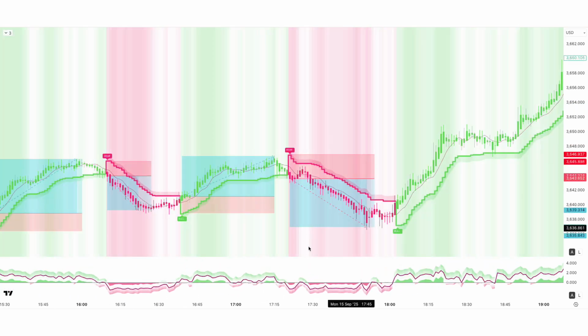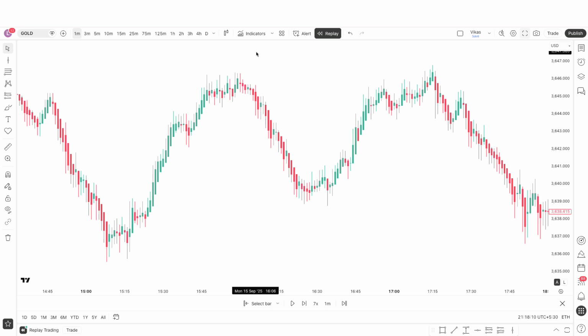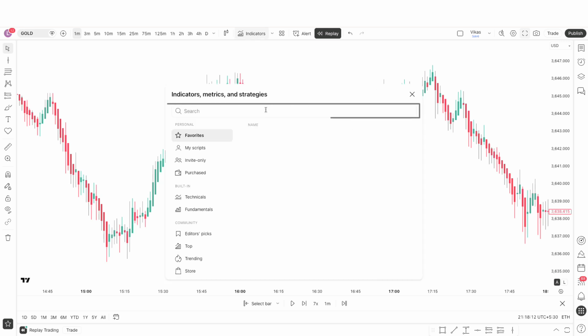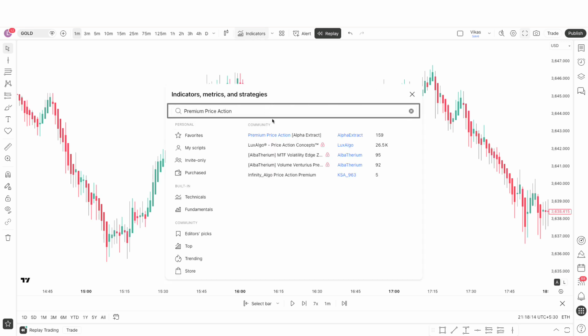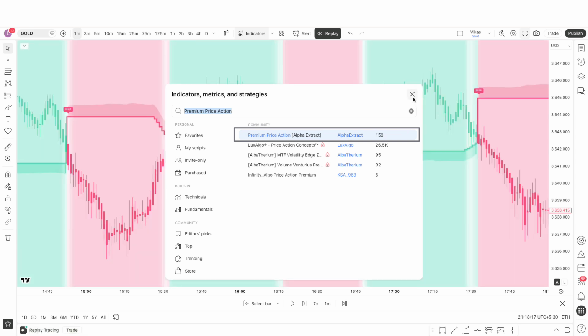Let's start the video. We open the gold 1-minute chart, and don't worry about the time frame either. Next, you'll want to find the indicators. Head over to the Indicators tab and search for the Premium Price Action. Select the indicator made by Alpha Extract and add it to the chart.